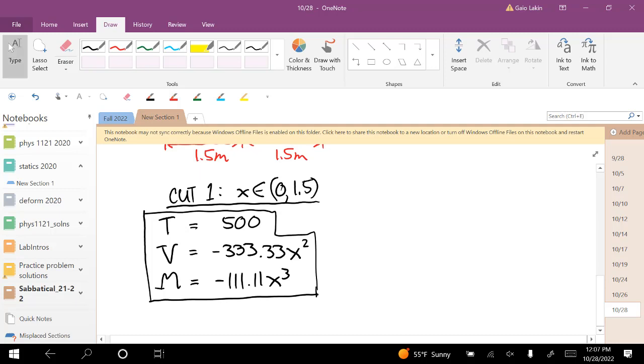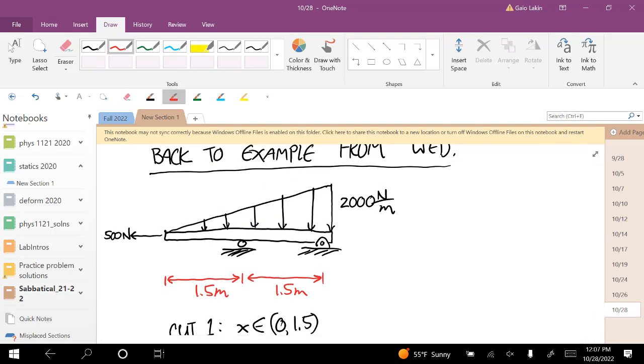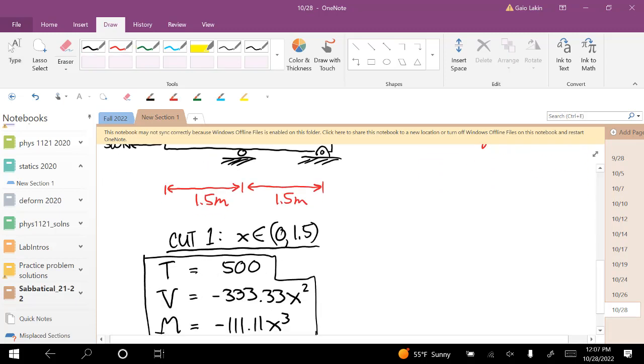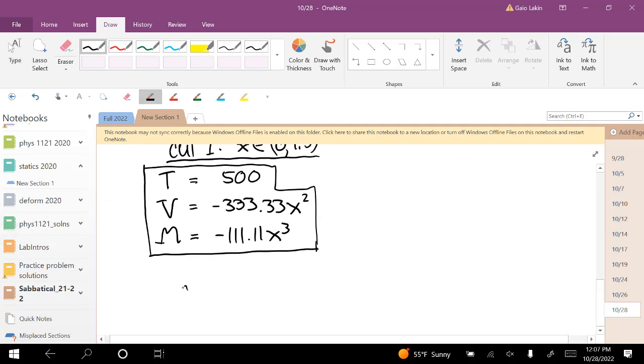And we did the derivative checks on this. dM/dx is equal to V, so that's good. Negative dV/dx is equal to Q. Remember that we figured out that our Q function, since it's a line, we just need the equation for that line, and it's equal to 666.67x. And so negative dV/dx is equal to Q, so that's all looking good. So now we're going on to cut 2. This is for x values between 1.5 and 3.